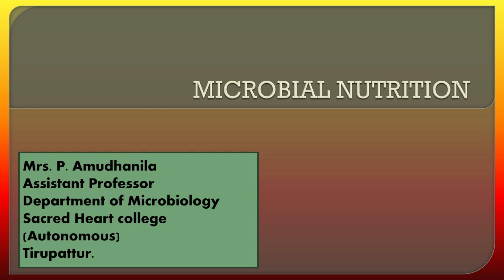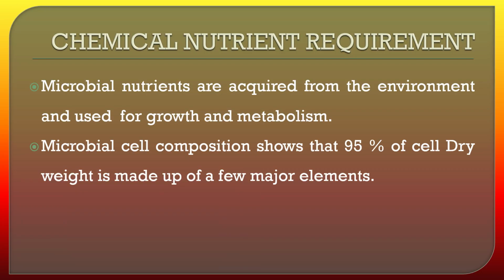Dear learners, in this video we are going to discuss microbial nutrition. Microbial nutrients are the substances that are acquired from the environment and used for the growth and metabolism of microorganisms. Microbial cell composition shows that 95% of cell dry weight is made up of a few major elements, which are carbon, oxygen, hydrogen, phosphorus, magnesium, iron, like that.